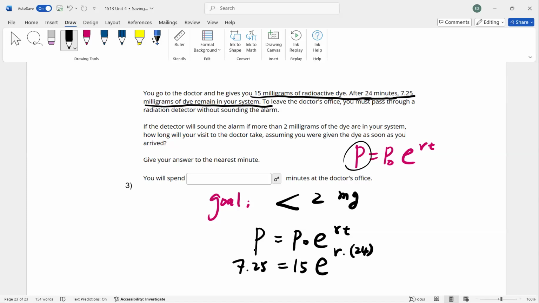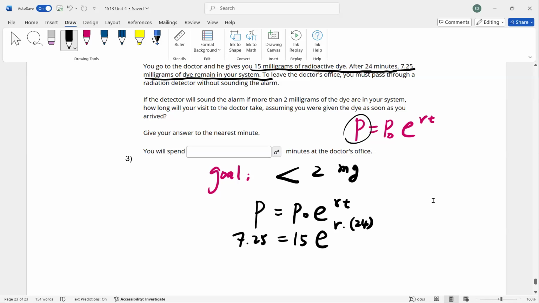As you can see, with that information, the first sentence that is given, you go to the doctor's office, they give you 15 milligrams of the substance. After 24 minutes, 7.25 milligrams are left in your system. That information is for us to find the value of r. Very similar to the first problem we went over. And as you can see, in this equation, r is the only unknown. So we're going to solve for r, okay?